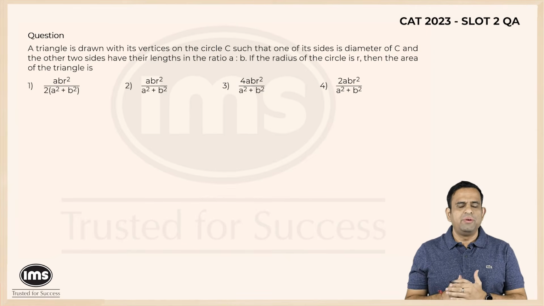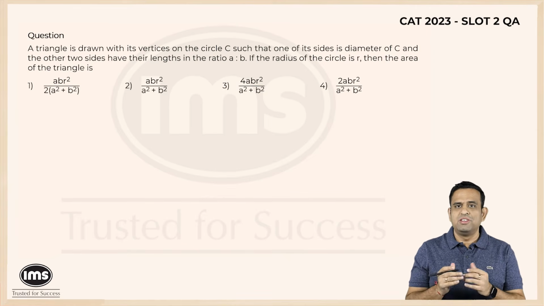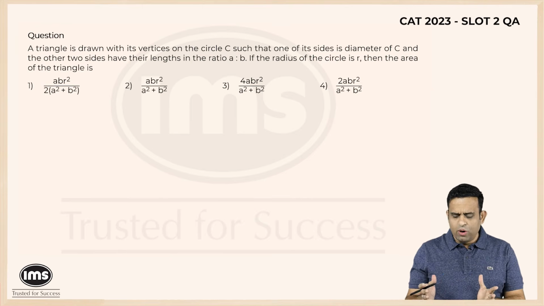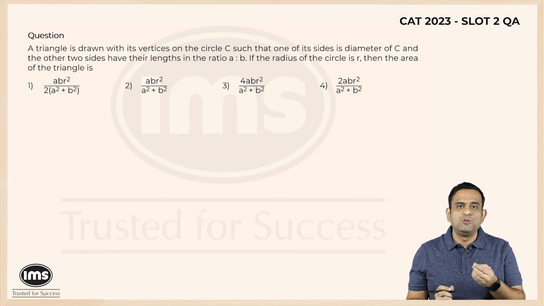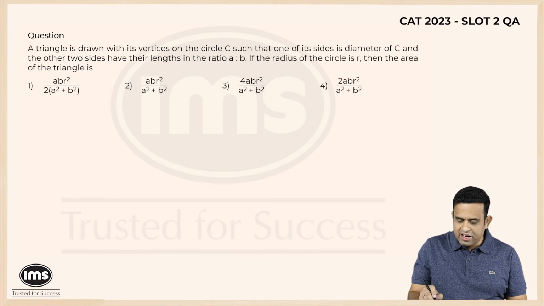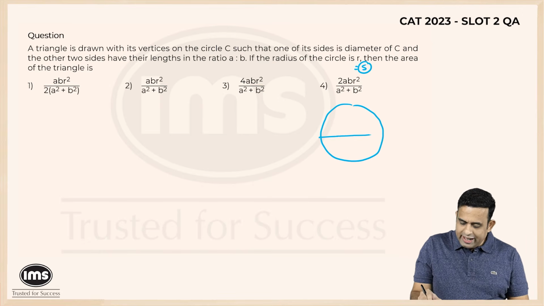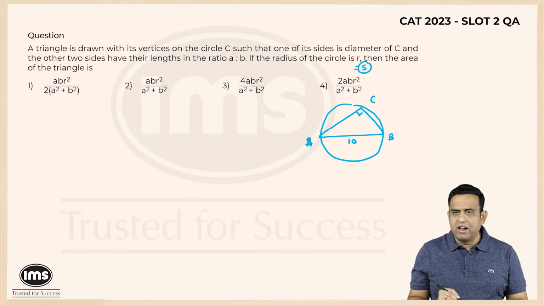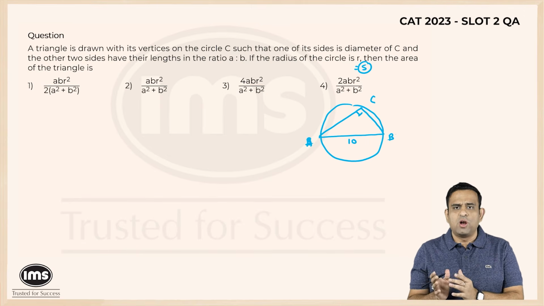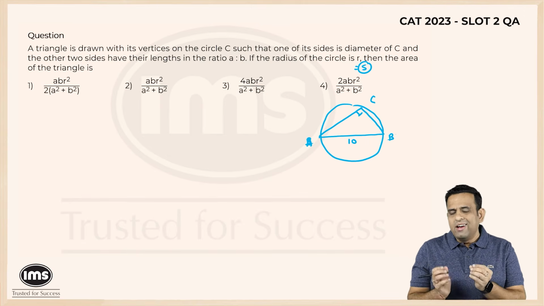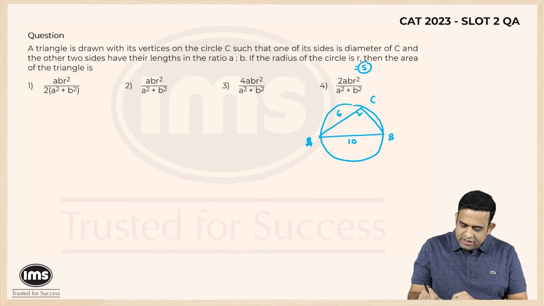Now, those who found the previous question slightly difficult because it involves the variables A, B, and R, since they want the answer in terms of A, B, and R, we can also take some suitable values of A, B, and R. In this particular case, suppose I take the value of R equal to 5, so the diameter becomes 10. This is, let's say, A, B, and this is C. And this being a right angle triangle, if I have taken the hypotenuse to be 10, I can take the other two values to be like 6 and 8.